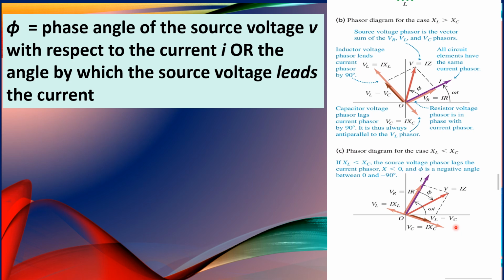lies on the opposite side of the current phasor I. And the voltage, we say, lags the current. In this case, X of L minus X of C is negative. Alright? So the tangent of the angle phi is also negative. It is an angle that's between 0 and negative 90 degrees.